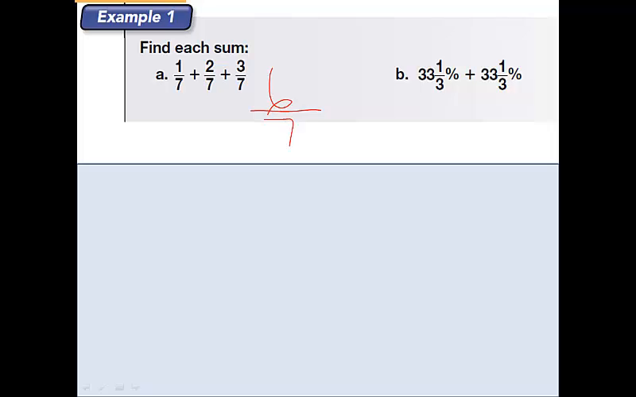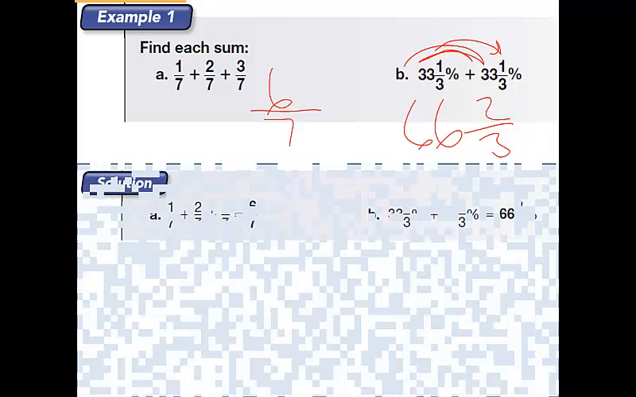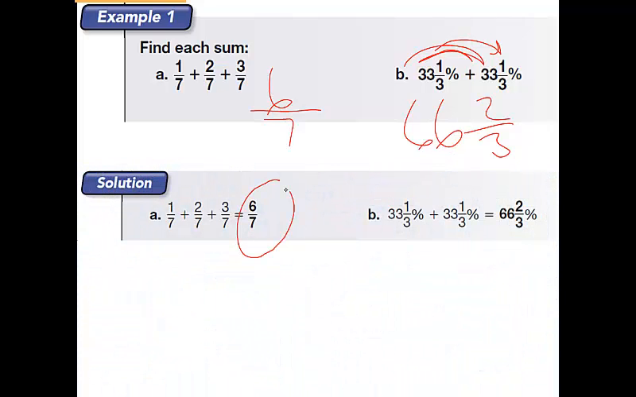Here we're going to add our two 1s together. That's going to be 2. Put them over the 3. Add our two 33s together, get 66. We should get 66 2/3. Let's see if that's what we get. And that is right. I love it when we do it correct.